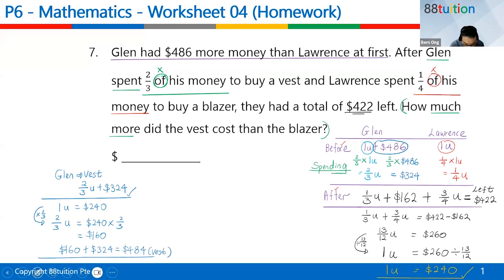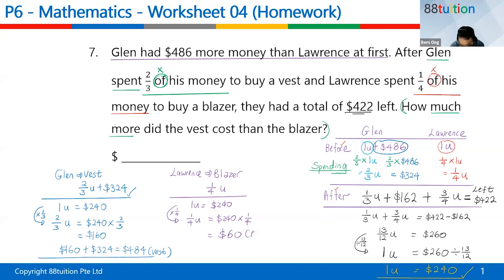Then you need to go and find the blazer. Who bought the blazer? Lawrence. He bought the blazer. And how much did he pay? He paid 1/4 unit for the blazer. So what do we have again? We have 1 unit is actually $240. Can we go and find out what is 1/4 unit? No problem. From 1, how do you get to 1/4? Times 1/4. You do the same on the right-hand side. This is called fairness. And the blazer only cost $60. So cheap, compared to his vest.